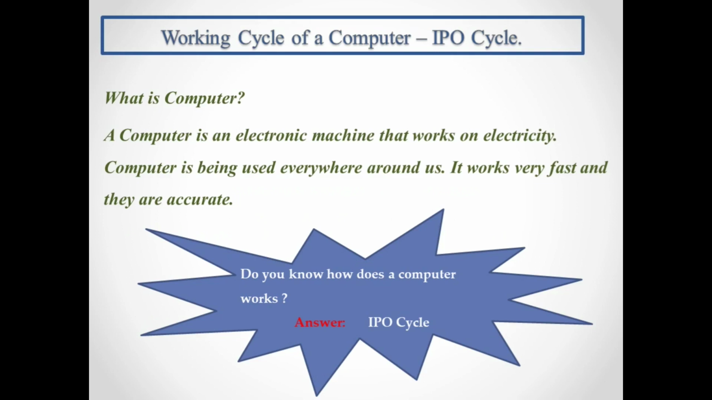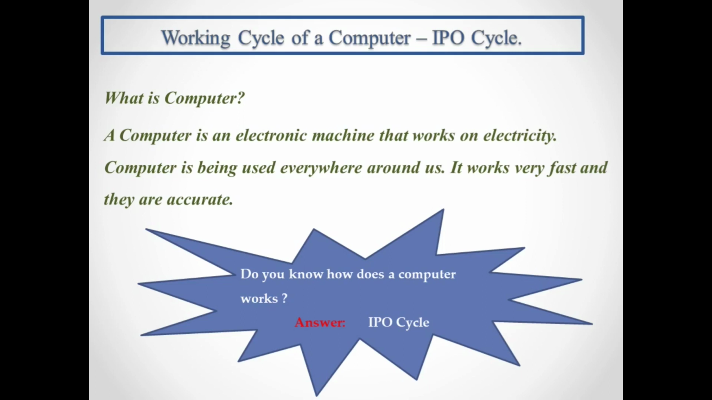Now, the working cycle of a computer, which is called the IPU cycle. Before I explain to you, you all know what is a computer, right? So what is a computer? It's an electronic machine which works through electricity, and you can see it everywhere. It also does work very fast, and it gives the correct, accurate answer, right? So a computer is being used everywhere in many fields for various work.